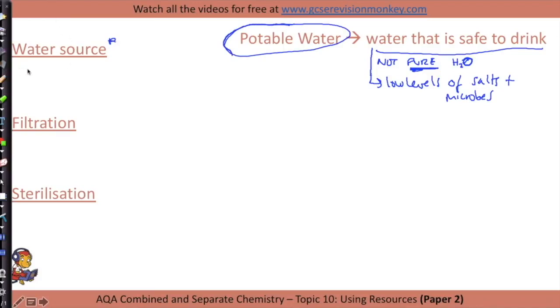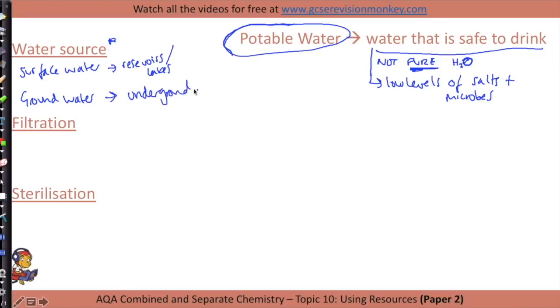Now there's two main types of water source. There's surface water, which is the water that is found in things like reservoirs and lakes and rivers. And there is also groundwater, which is found in rocks underground. And it will depend where you are within the country or within a particular part of the world, on whether they are accessing surface water or groundwater.